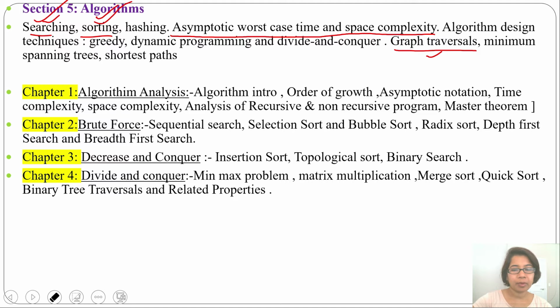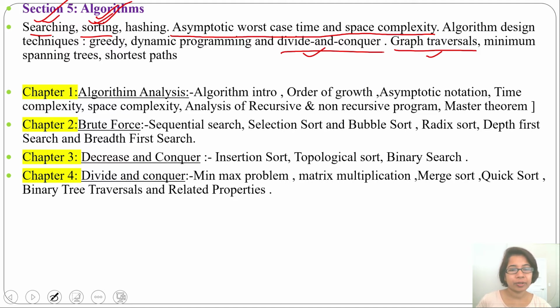So min-max problem and matrix multiplication come under the divide and conquer technique. Merge sort and quick sort come under sorting, and are also divide and conquer techniques. And binary tree traversal and related properties come under the divide and conquer technique.